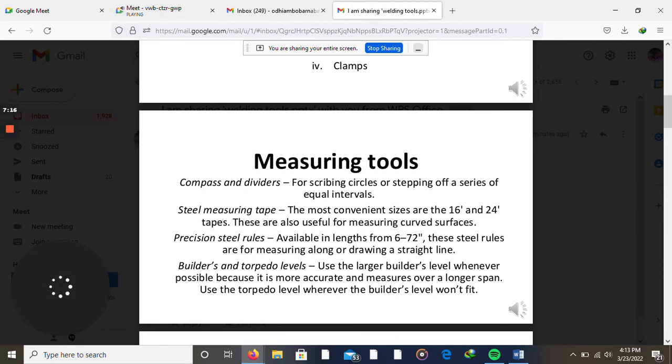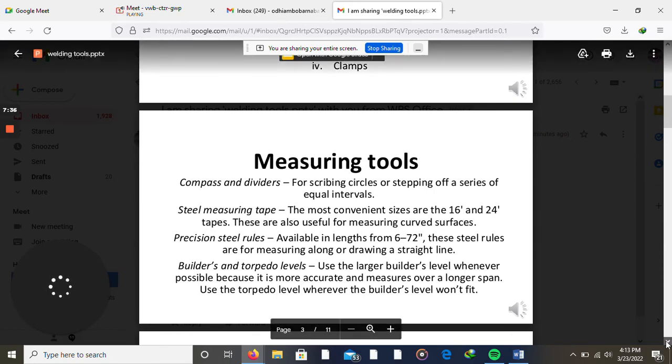The fourth one. Okay, builders and torpedo levels. Use larger builders levels whenever possible because it's more accurate and measures over a long span. Yes, thank you very much.